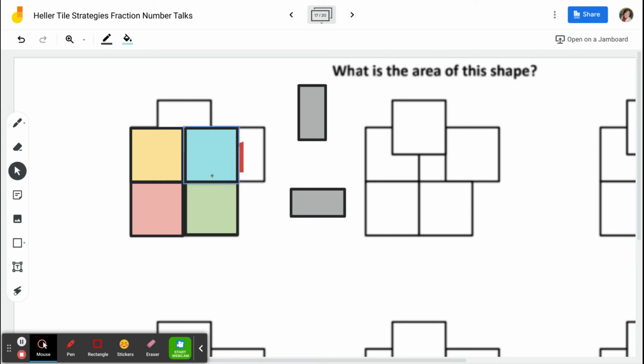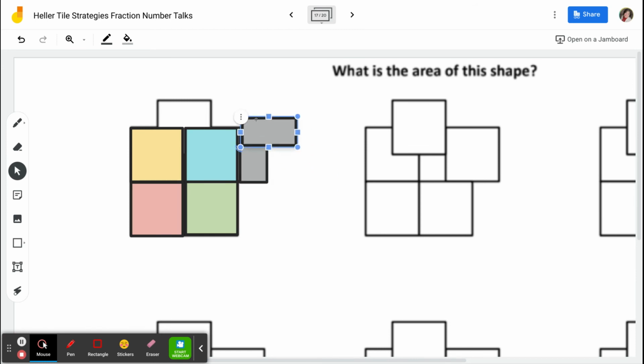So already I have four, because we know that one whole large square equals one. So I see 1, 2, 3, 4. Now I need to think about this half square and this half square. So if I'm counting, I can say 1, 2, 3, 4 whole squares plus one half plus another half. When I put those two halves together, it gives me another whole square.